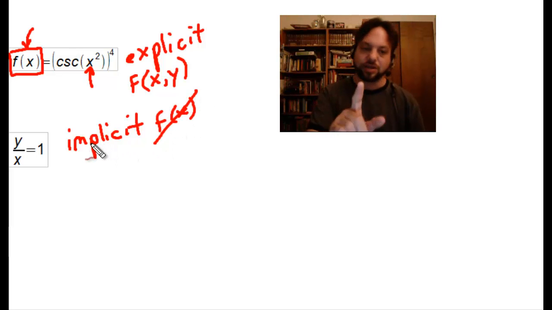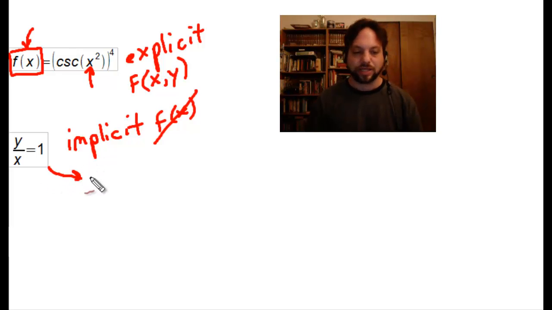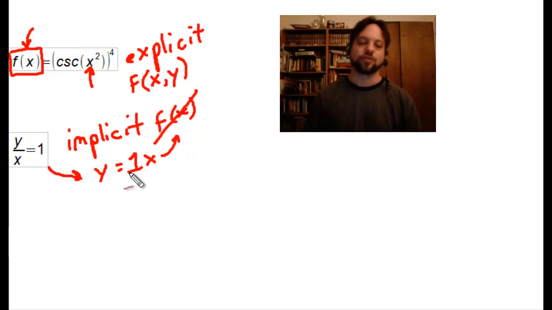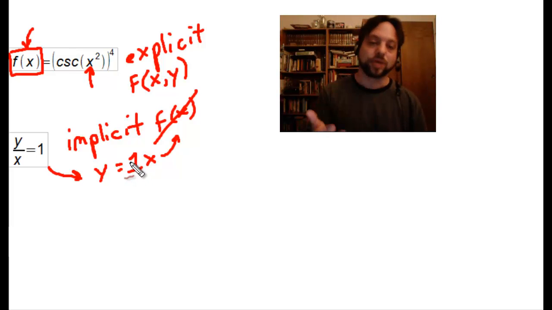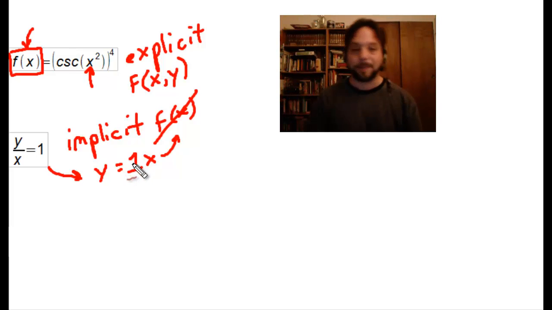Now, clearly, we could rewrite this. We could write this as y equals 1x. And then we can convert it into this formula. So this particular implicit function can be written explicitly, but that's not always the case. In fact, let's take a look at our third function.